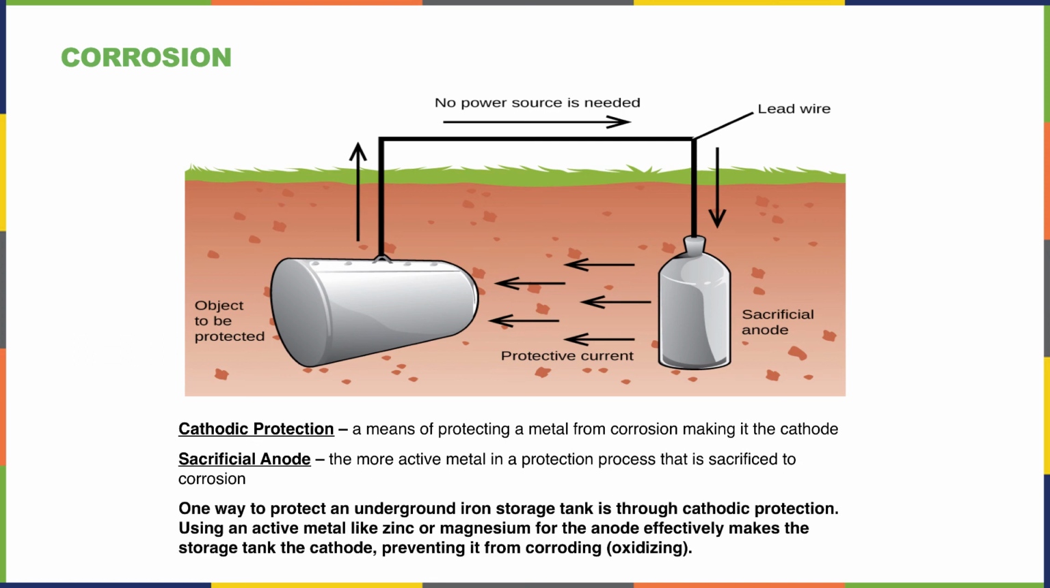This works very well if it's set up properly. So this storage tank is protected this way, and the active metal is usually something like zinc or magnesium, and it acts as the anode, and it preferentially corrodes, preventing the corrosion of the tank that you want to protect.